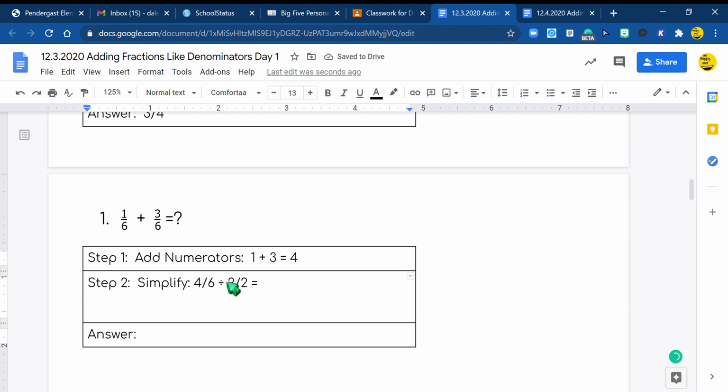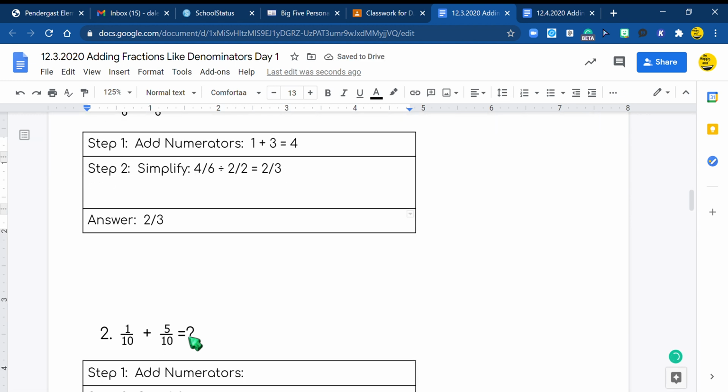So 2 times what number gives me 4? Amazing, it is 2. And then I put my division sign or fraction sign. 2 times what number gives me 6, you guys? Amazing, 3. So what is my answer? You're right, 2/3. Let's do one more just in case.